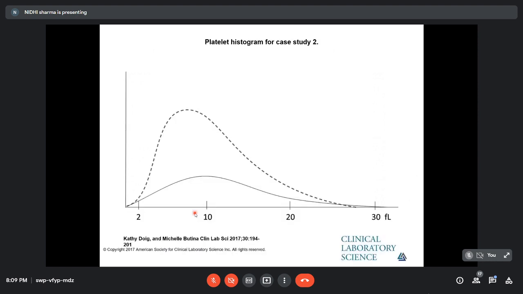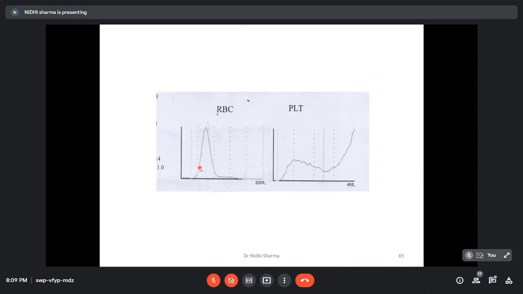And the simplest method is, your normal graph is coming like this, dashed, and your patient graph is coming like this. It has failed to achieve the desired height and you're dealing with a true thrombocytopenia here.